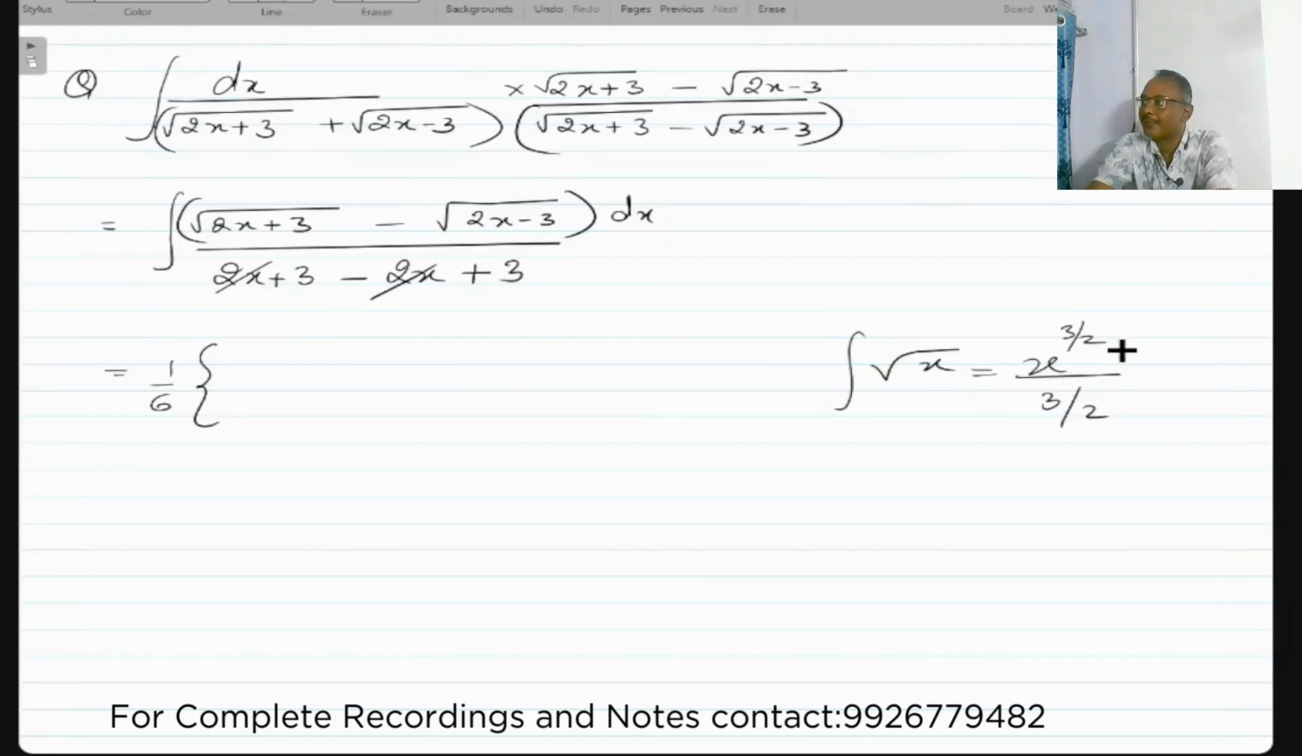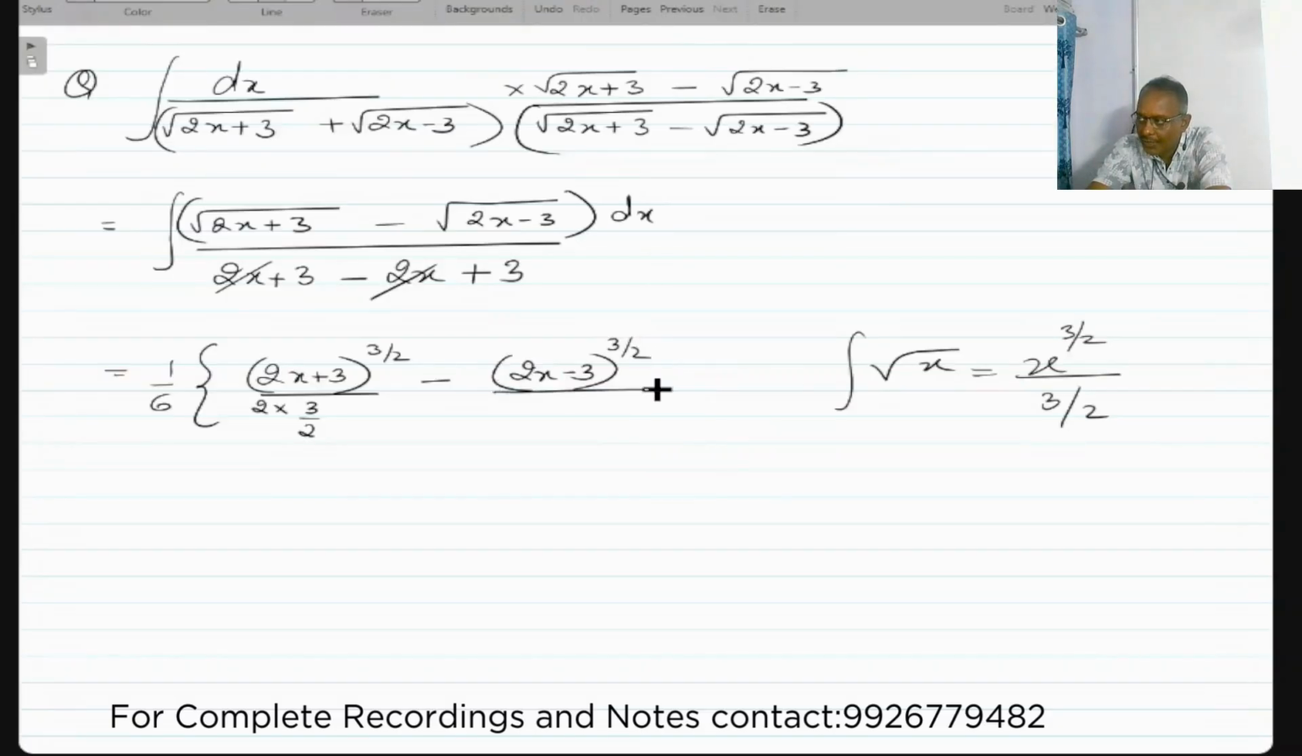Sorry, my mistake. So this is 2x plus 3 to the power 3 by 2 upon 3 by 2. Divide by the coefficient of x. 2x minus 3 to the power 3 by 2 upon 3 by 2. Divide by the coefficient of x. 2 cancels off. 3 comes out, 1 by 18. This is the answer.